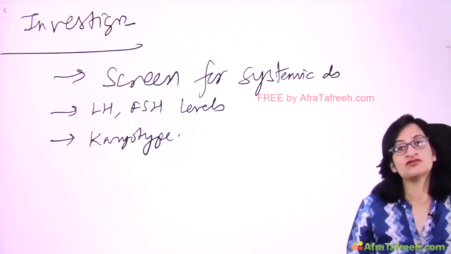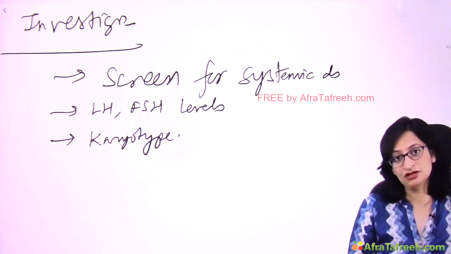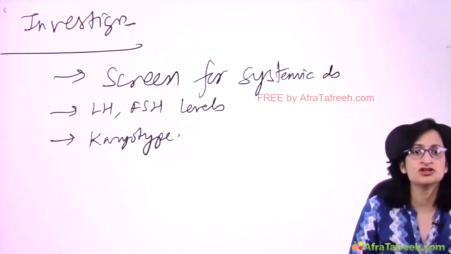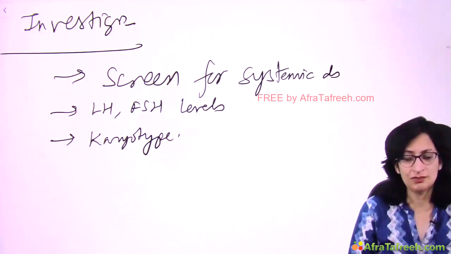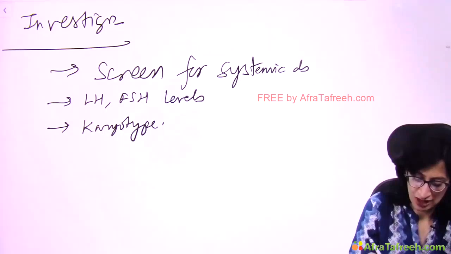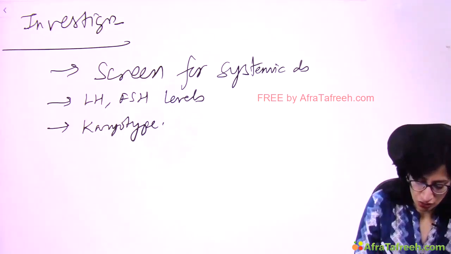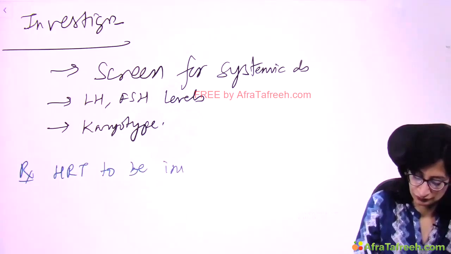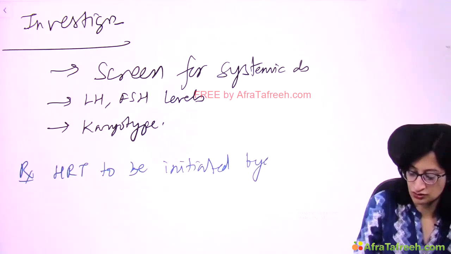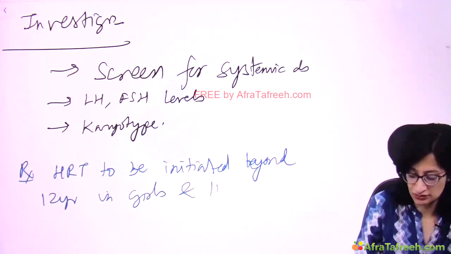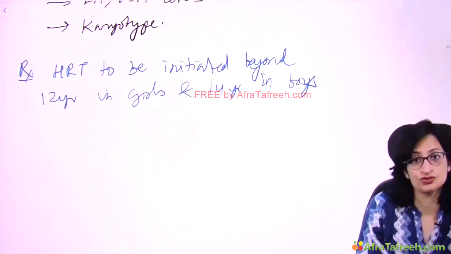And because sex hormones are deficient in them, you need to start hormone replacement therapy. But you start it beyond the age of 12 years in girls and 14 years in boys, because the major concern is if you start earlier, then it may impair height growth also. Osteoporosis has to be prevented, so you have to initiate it anyways. So the treatment is hormone replacement therapy to be initiated beyond 12 years in girls and 14 years in boys, to initiate and maintain the sexual characters and prevent osteoporosis.